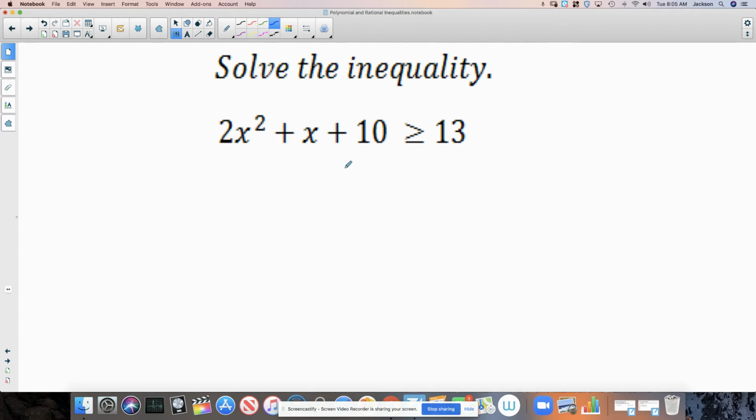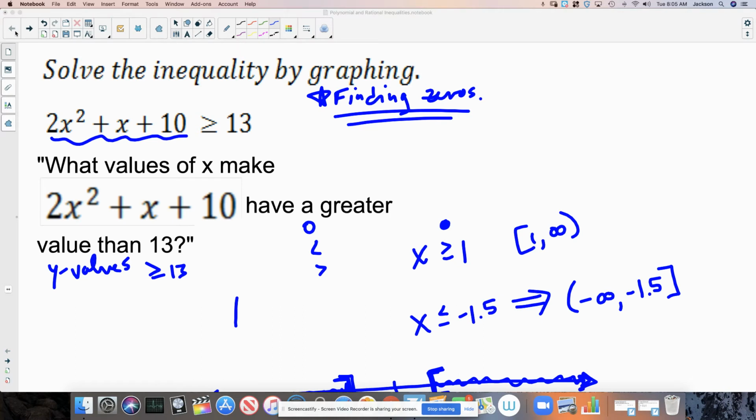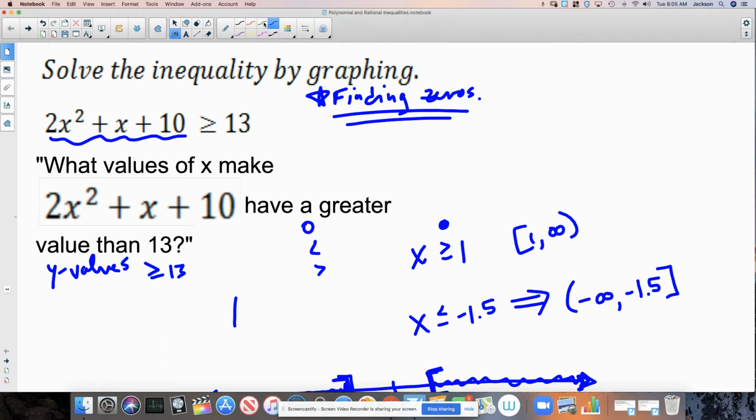All right, so let's take a different approach to solving. So we just talked about how we can maybe solve these polynomial inequalities by looking at a graph and trying to identify where the function itself, in this case, this parabola, has values greater than 13, right? So using a graph, pretty straightforward, all right?